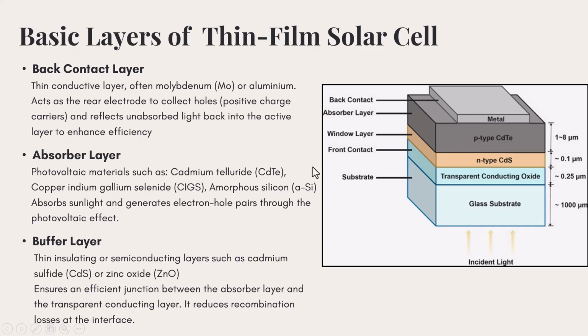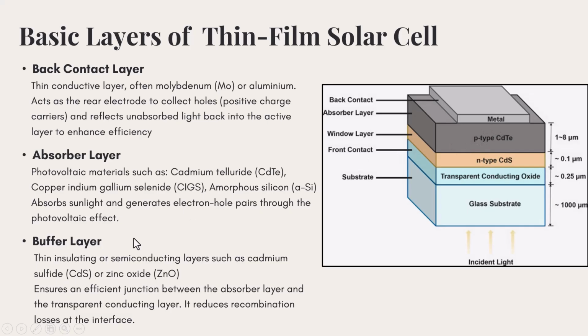We have the absorber layer. The absorber layer is made up of the P-type cadmium telluride material, or copper indium gallium selenide, or amorphous silicon material. The absorber layer absorbs sunlight and generates electron-hole pairs through the photovoltaic effect.